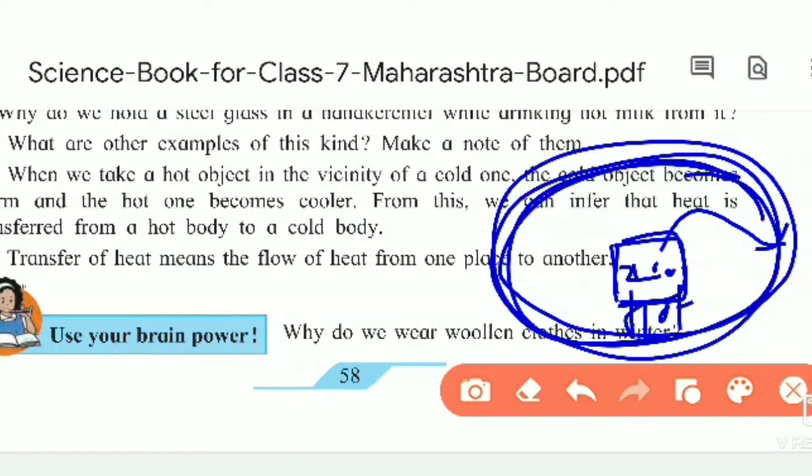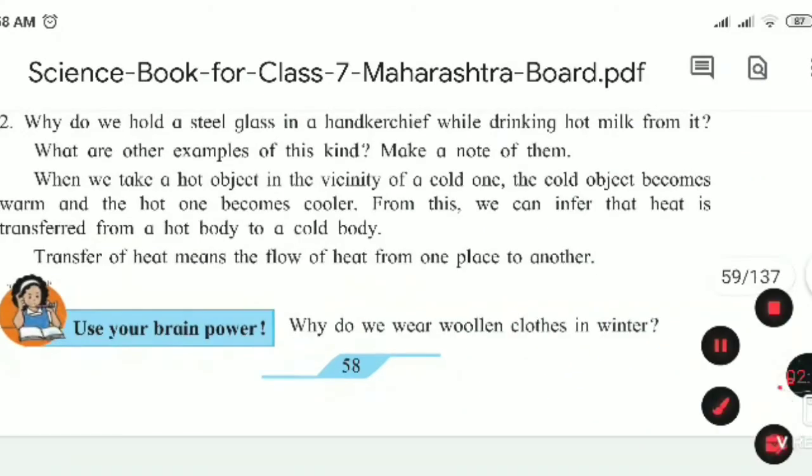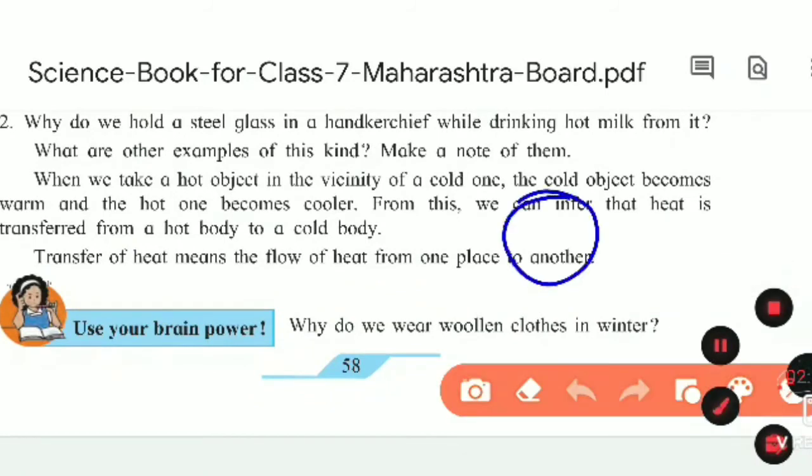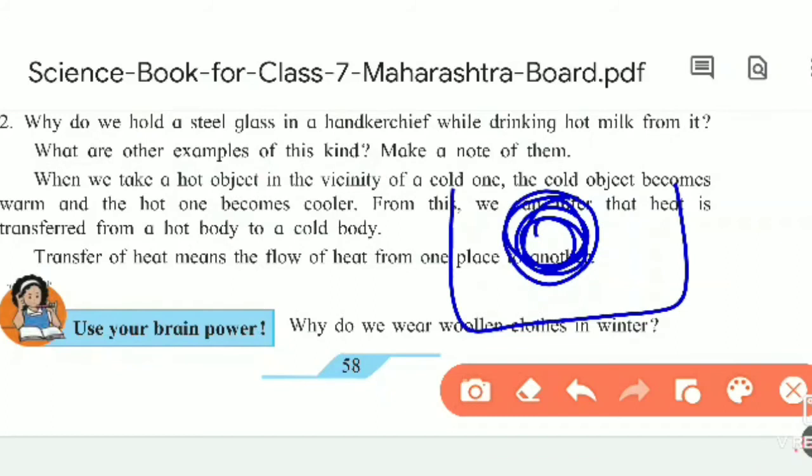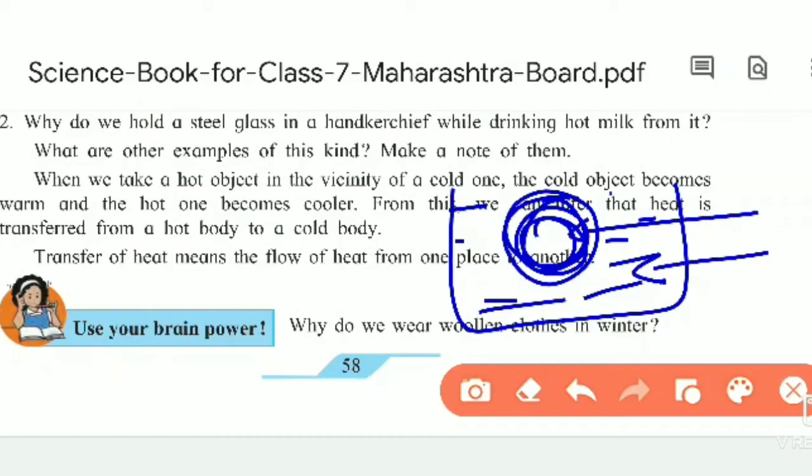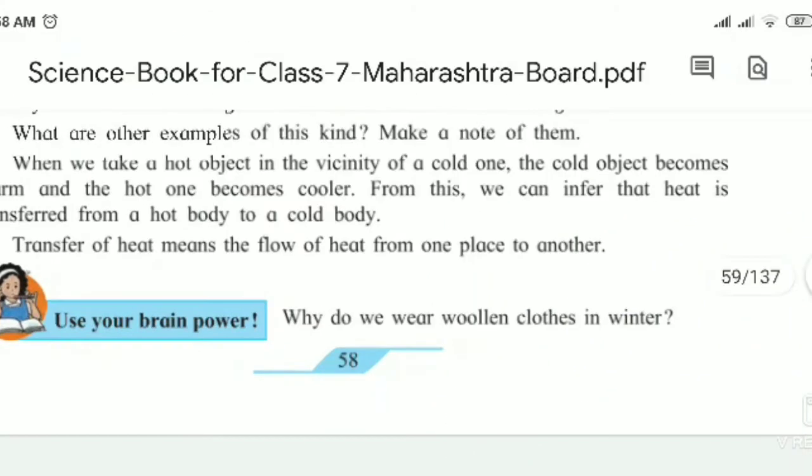Suppose there is a hot iron ball, and we pour water over it. The water becomes hot, and this hot object becomes cool. This is because of the transfer of heat from the hot object, the hot ball, to the water. The water becomes hot, means the temperature of the water rises, and the temperature of the hot object becomes less, and when both temperatures become the same, the transfer of heat stops.